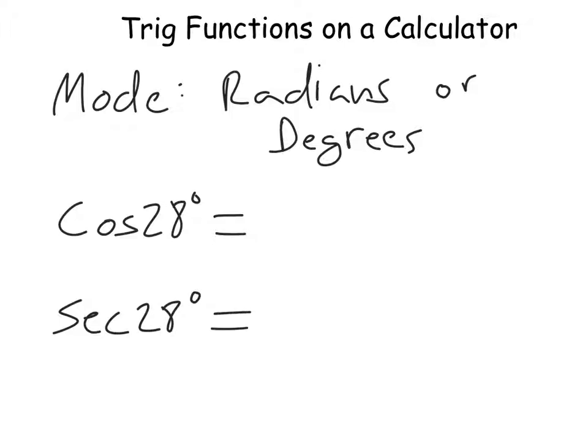Now, you might notice there's no secant button. It's because we don't need one. If you use a reciprocal identity, that would be 1 over the cosine of 28 degrees. You could apply the same thing for cosecant and cotangent. That's the approach that I would take if you're going to evaluate one of those.